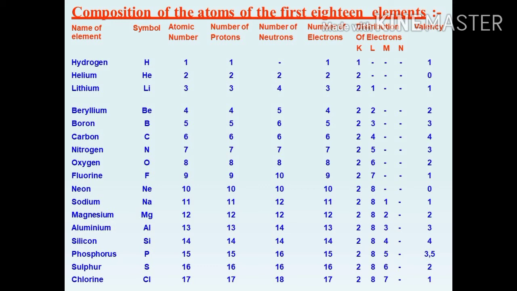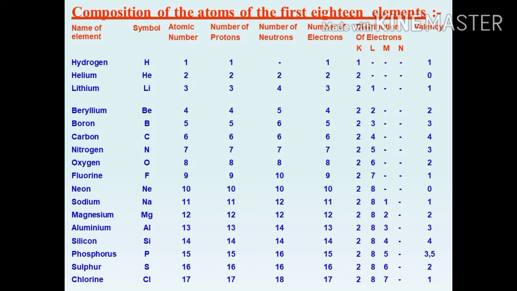Then sodium, atomic number 11, proton 11, neutron 12, electron 11. Then what is the distribution of electrons? First shell 2, second shell 8, that is 10, then third shell 1. Valence is the third shell's one. 1 is the valency.